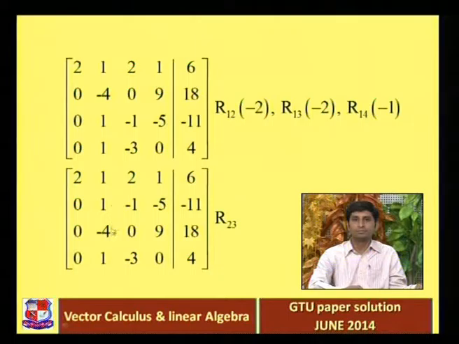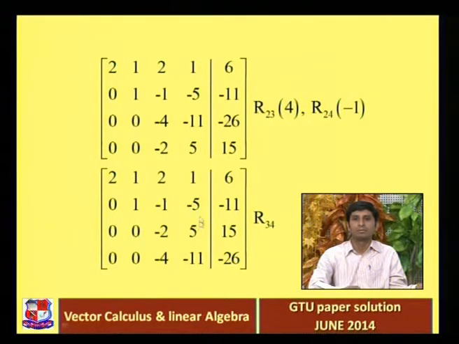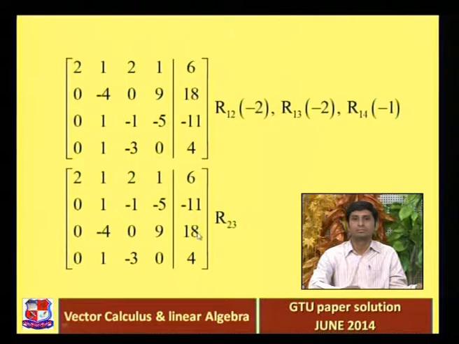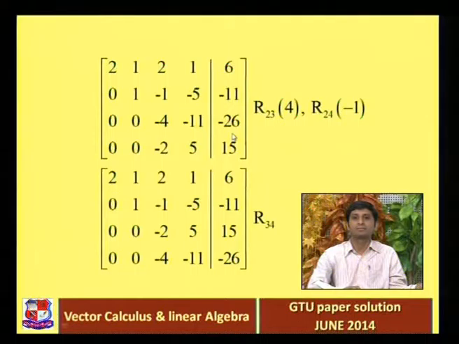So the next processes, you can see, the first and second row are as it is, the third row becomes 0 0. Now multiplying by 4, so this is -4 plus 0, -4, then -20 plus 9, that is -11, and -11 into 4, that is -44 plus 18, so that will become -26. So the third row is now 0 0 -4 -11 -26.